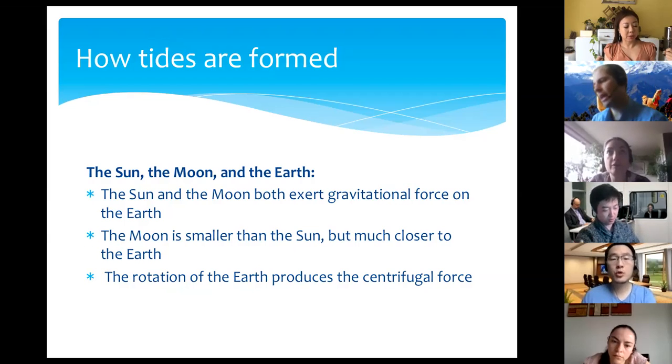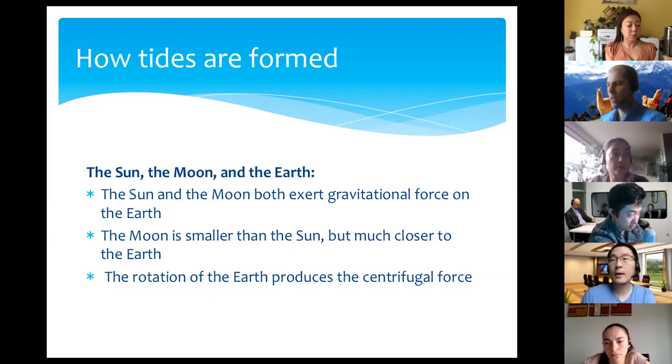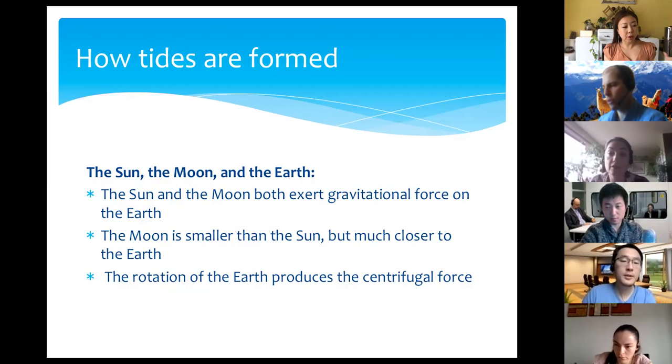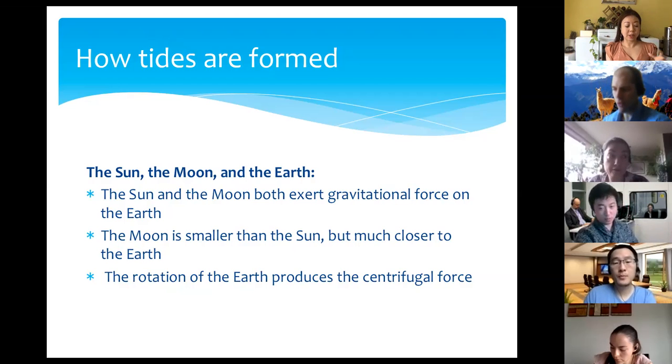You also might remember that the gravitational force depends on the mass. So the bigger the mass, the larger the force. So the moon is smaller than the sun, but because it's much closer to the Earth, its gravitational pull is actually stronger than the gravitational pull of the sun. So this is the gravitational force.